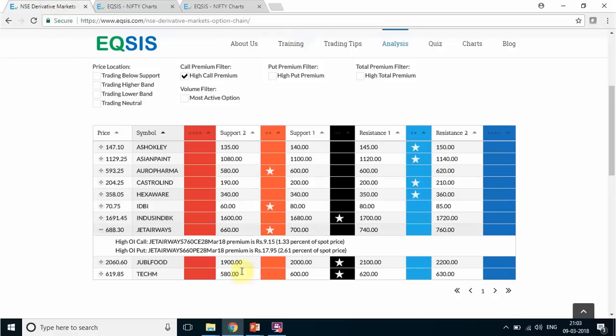There is one more stock. Okay, now. And there is one more thing, which is Tech Mahindra is trading at 619, and 630 is very much nearby. So Tech Mahindra is not getting my importance.